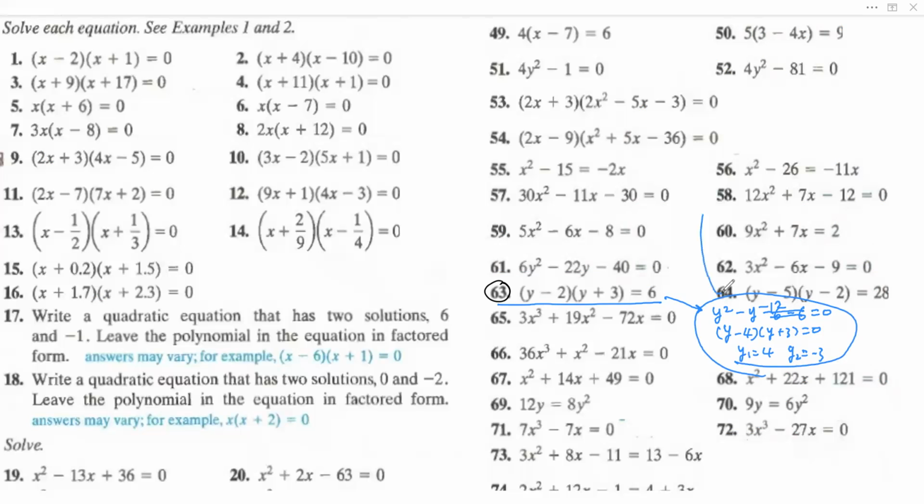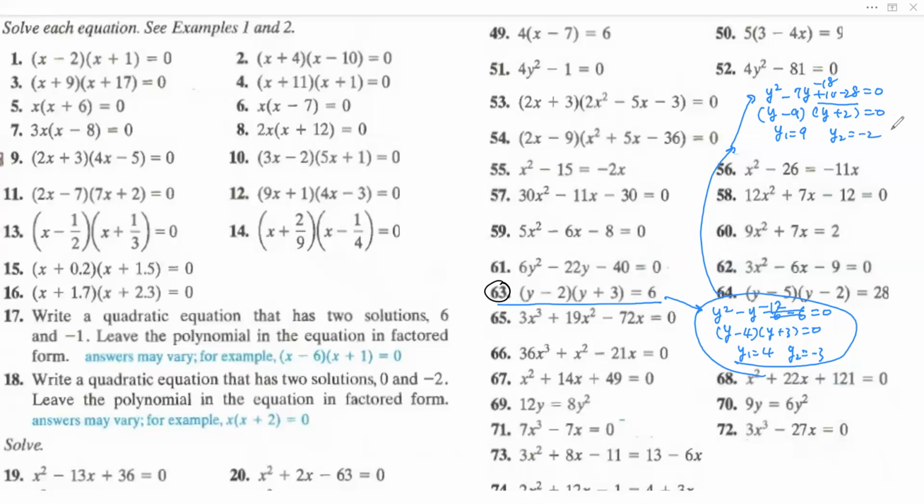Same for 64. Let me do it here. First, we distribute inside, right? We distribute y minus 5, y minus 2. So you can get minus 7y, right? And plus 10 minus 28 equals 0. Right? So this one you can get a negative 18. Negative 18, how do you factor it? Negative 9, positive 2, right? So one of the answers is 9. The second answer is negative 2.